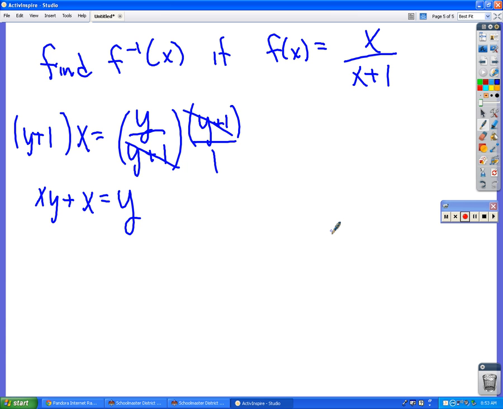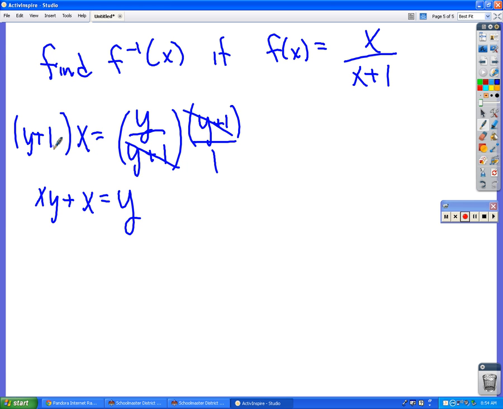On the other side, I also multiplied by y plus 1, which you can think of as being y plus 1 over 1. Since I have the same thing on top as I do on the bottom, those will cancel, and I'm left with y. How did xy plus x get there? Because if I multiply x by y plus 1, x times y is xy, and x times 1 is x.